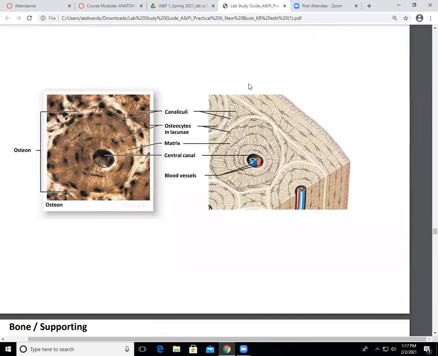All right, so it's another view, the same thing. You see the rings on the trees. It's an osteon. Faint lines are canaliculi. The dots are the osteocytes and their lacunae. The space is the matrix. The hole in the middle is the central canal with the blood vessels in it.